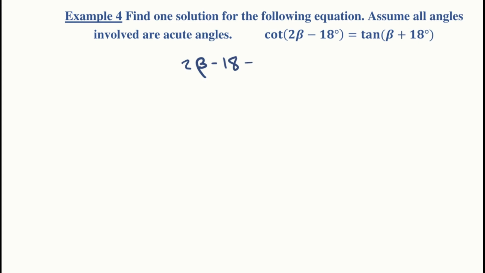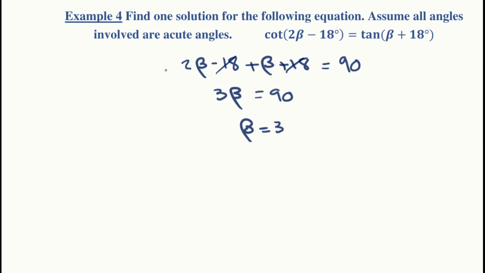And beta plus 18 degrees should equal 90. Actually, let me be consistent, get rid of that degree for now. All right, so we get 2 beta and beta add up to 3 beta. Notice that the negative 18 and 18 cancel out, so we get 3 beta equals 90, so beta equals 30.